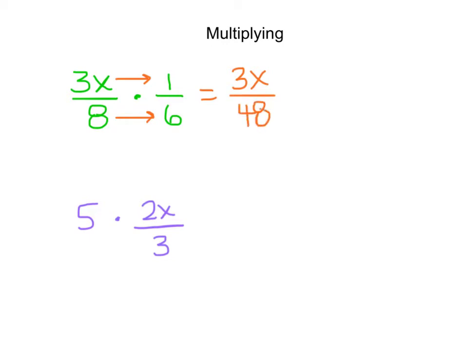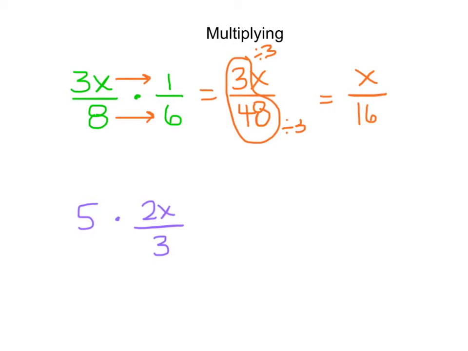One thing you do need to do though is check to make sure that your fraction's reduced. The 3 and the 48, I'm pretty sure, can become a little smaller. And if you think about it, both of those numbers can be divided by 3. So we're going to go ahead and reduce our fraction by dividing by 3. Okay, 3x divided by 3 makes 1x, or just x, and 48 divided by 3 is 16. So that is the answer to my multiplication problem.